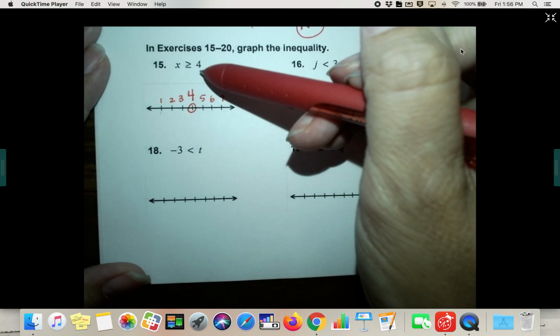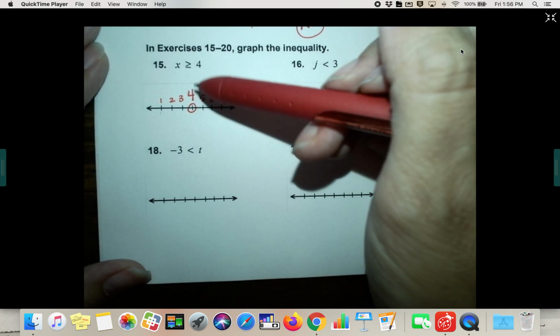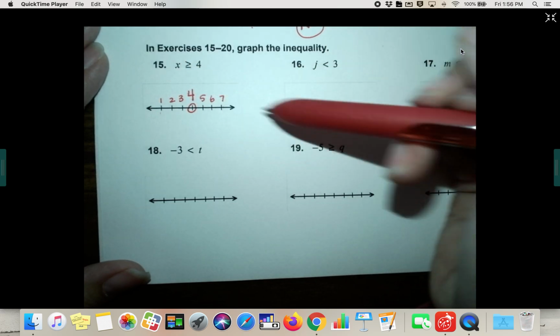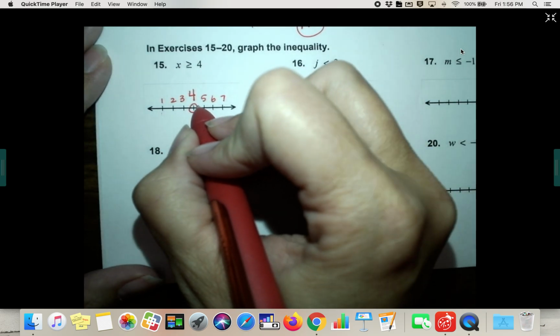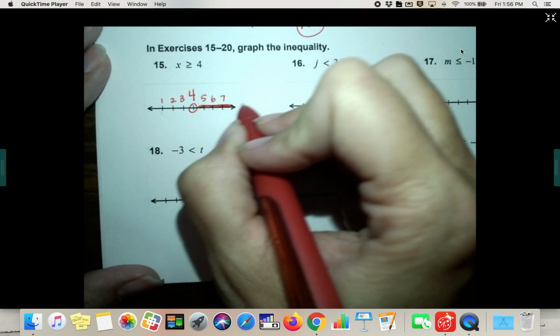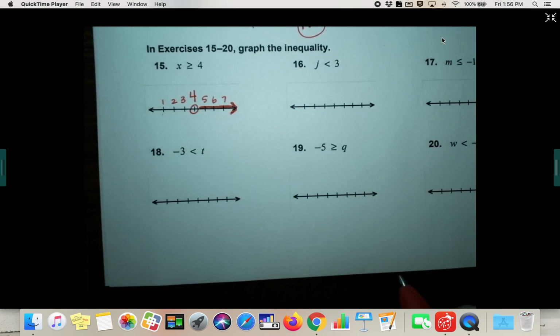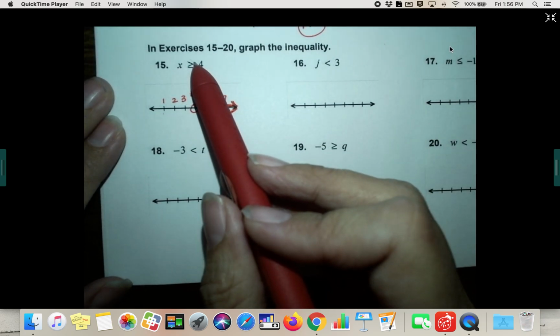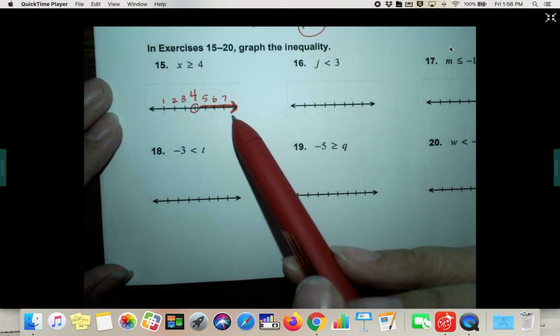I usually just put whatever number we're talking about in the center. Now, to show that we don't know what x is, but it could be lots of answers, as long as it's greater than 4, we want to darken in the arrow that's shaded to the right, because that is going to show that it is greater, because greater goes to the right. Numbers as you go to the right get greater, get bigger.